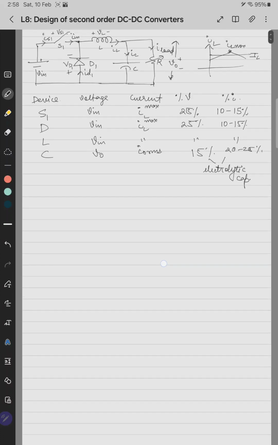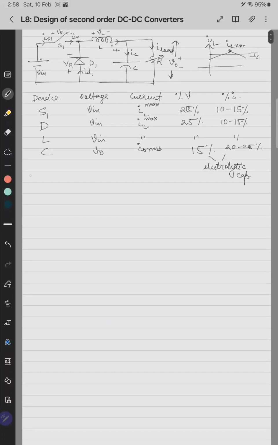So for that we have to derive a relation. To derive the preferred range of operation, what should be the range of operation for the converter? T versus M of T. This is 1. MD is also 1. MD means V naught by V in.